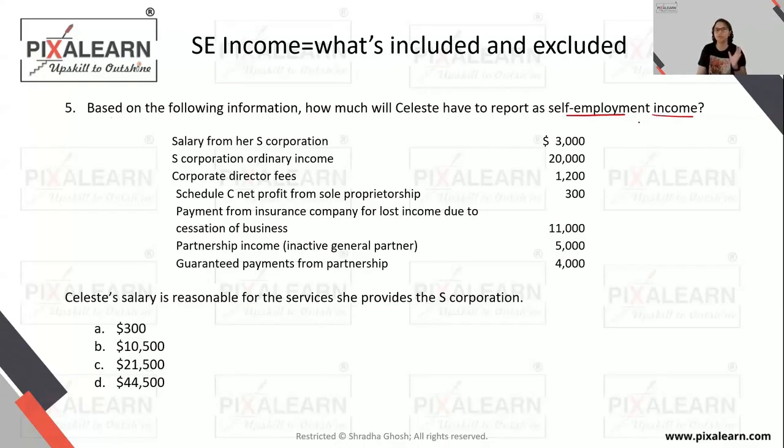What is included in self-employment income? Salary from an S corporation. Remember, salary is employment income, never self-employment income. The S corp's ordinary income. It's an S corp. Obviously, the ordinary income will not be included because it is not self-employment income.